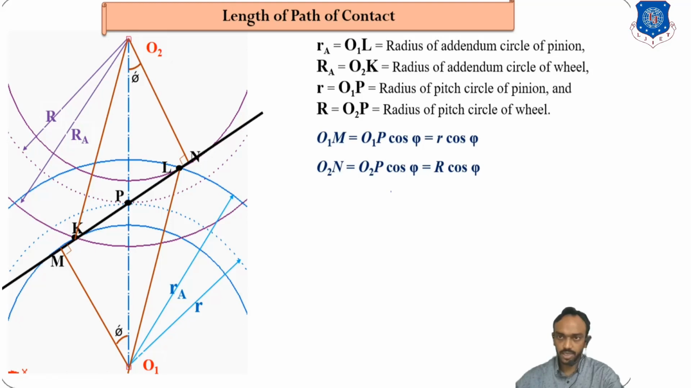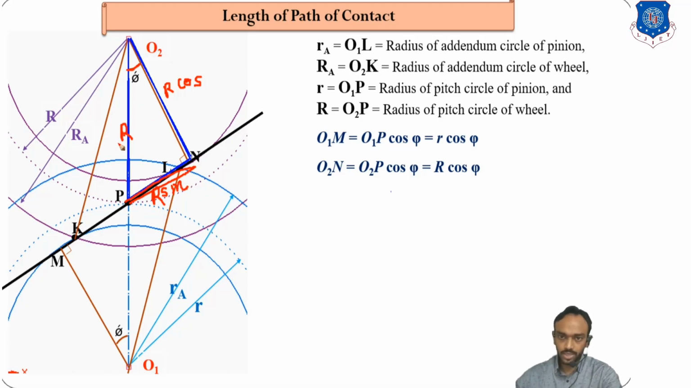you can also check this triangle O2PN. In that, you know O2P is capital R, and the angle is phi. So what will be this component? This component will be R cos phi. And same as you will use this relation also, PN will be capital R sin phi.